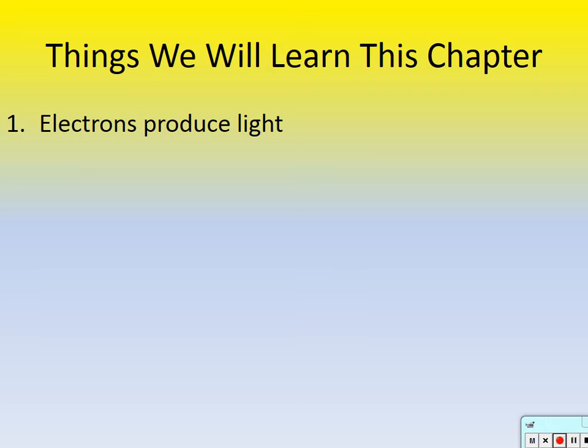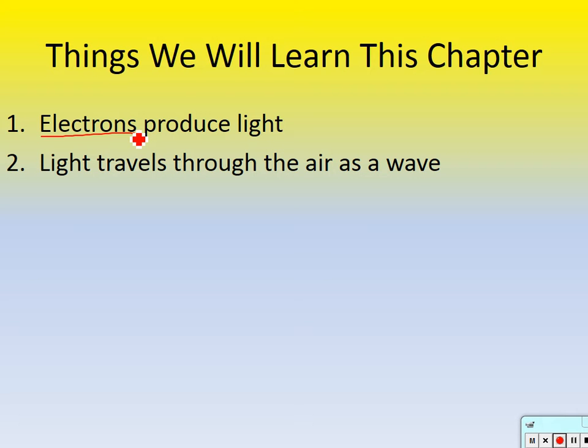Okay, things we will learn in this chapter. Things that we're going to learn in this chapter are that electrons produce light. All the light that we see, whether it's coming from the sun, the light bulb, a candle, a flashlight, it all comes from what the electrons are doing. It comes from the electrons. Okay, light travels through the air as a wave. So we're going to study waves in this chapter because we're studying light. So we're going to study the characteristics of a wave, do some calculations with waves, figure out a lot of different parts of the wave.